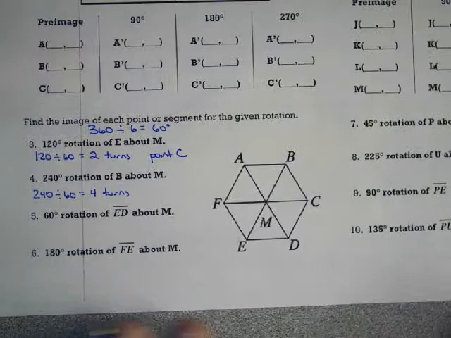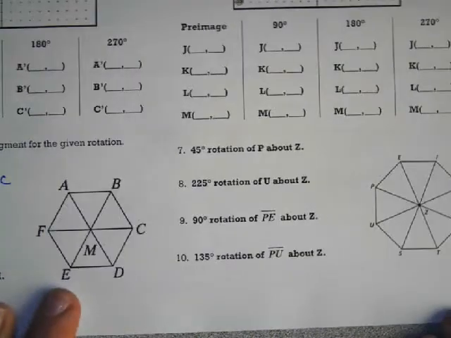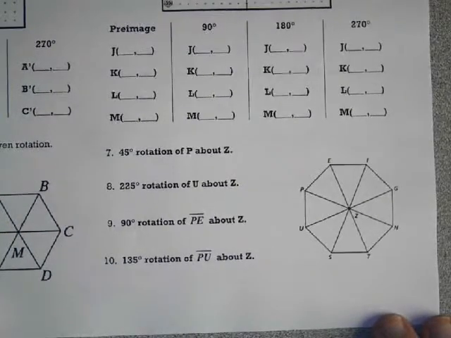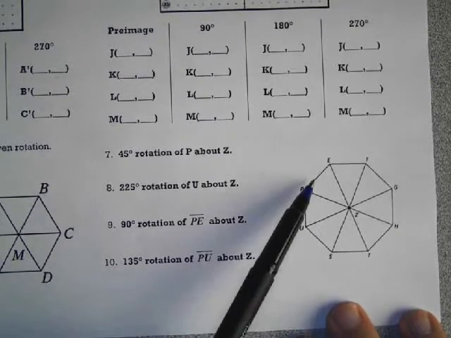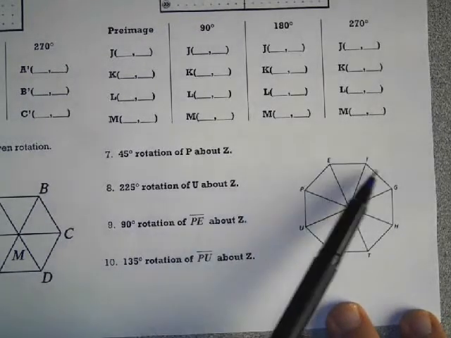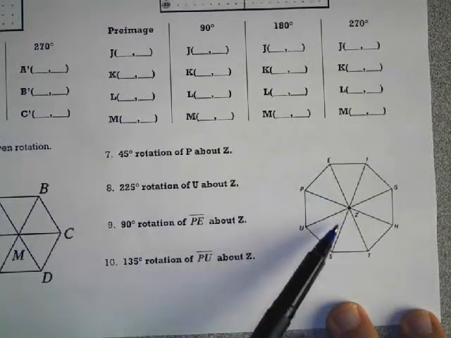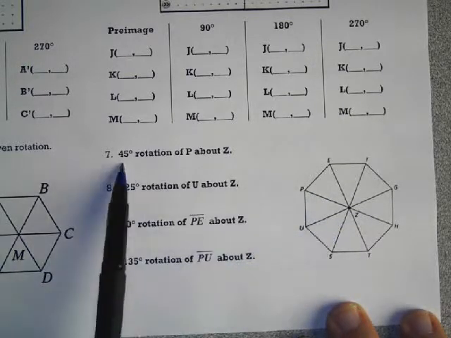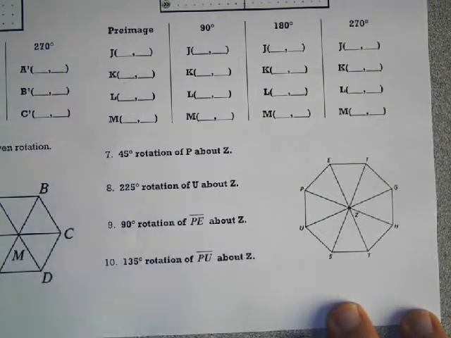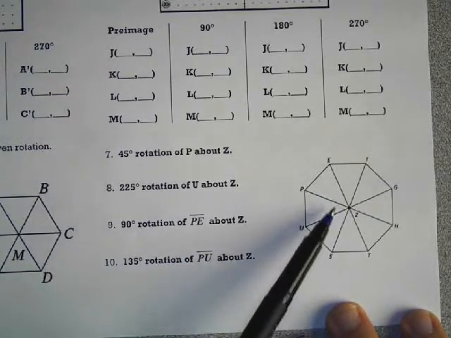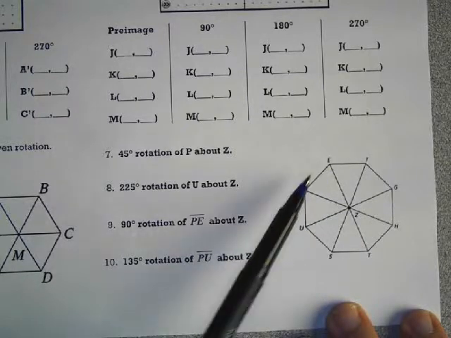For this part of the homework, we have an octagon, 1, 2, 3, 4, 5, 6, 7, 8. So 360 divided by 8 would give us a 45 degree rotation each time. So again, to do these types of rotations, take the number of turns it would take to get back to the starting point, divide 360 by that number, and you'll get the degrees of rotation.